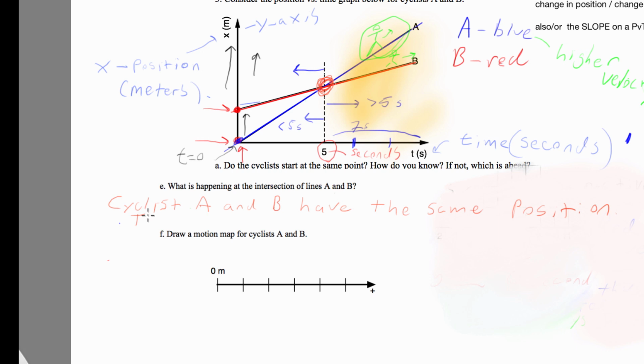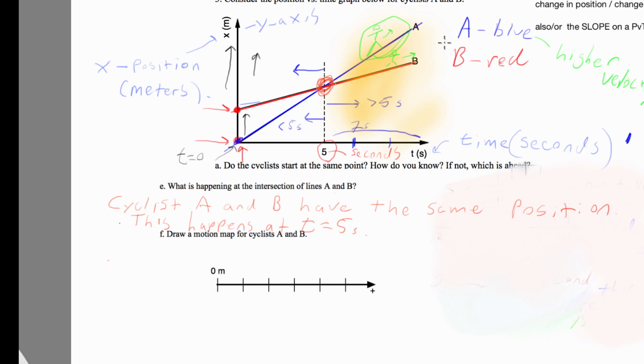You could add additional information. It's always good to say, we don't want to say too much, but if I say this happens at 5 seconds, or this is saying the same thing at t equals 5 seconds, that's great. So draw a motion map for cyclists A and B.